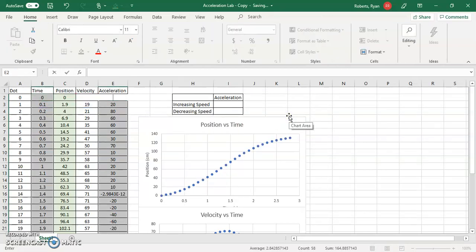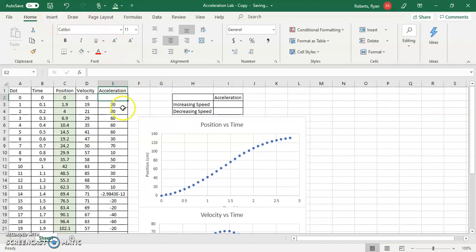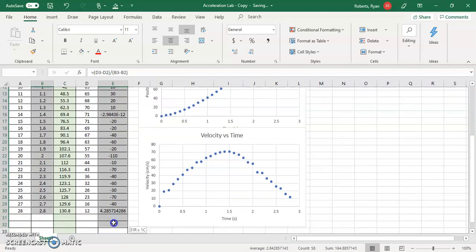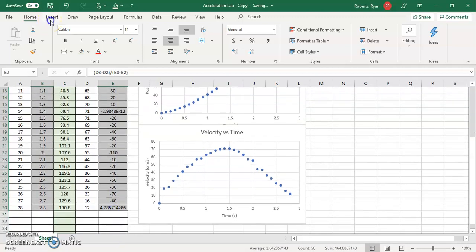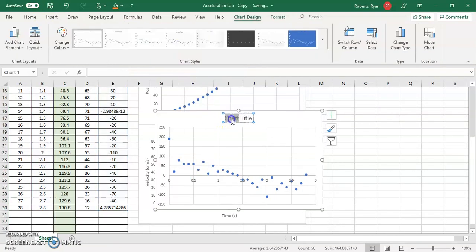Oh, oops, my bad. Excuse me, I have to do that again. All over the place. Sorry, folks. Insert. There we go. This is an acceleration versus time graph.